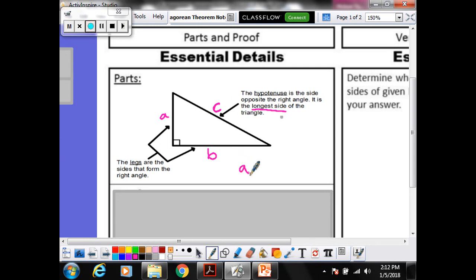So in the formula, a squared plus b squared equals c squared, a and b are your legs, and c is your hypotenuse. So a, b, and c. And a and b can be alternated, or switched. This can be b and this can be a. Those don't matter. It's just that the longest side has to be c.